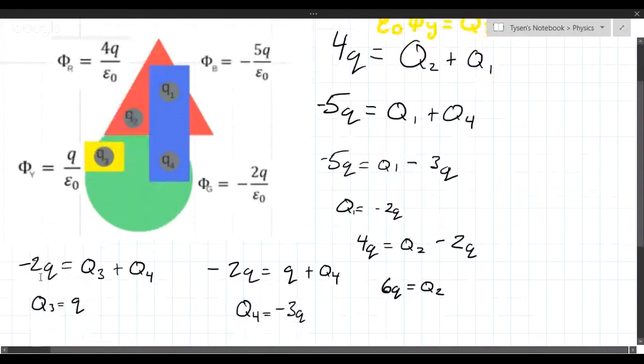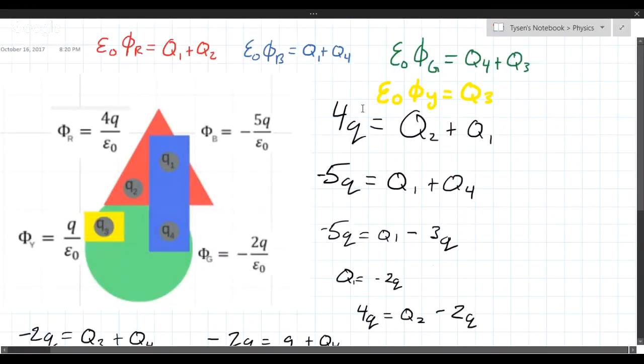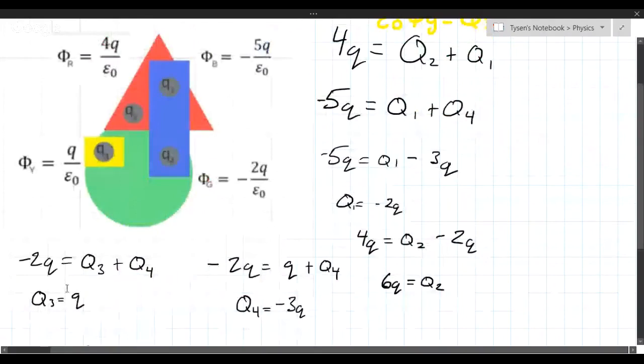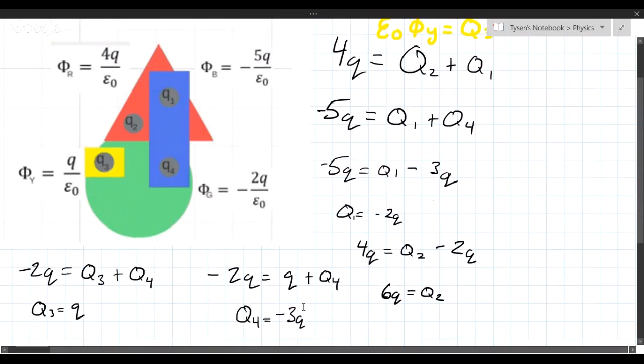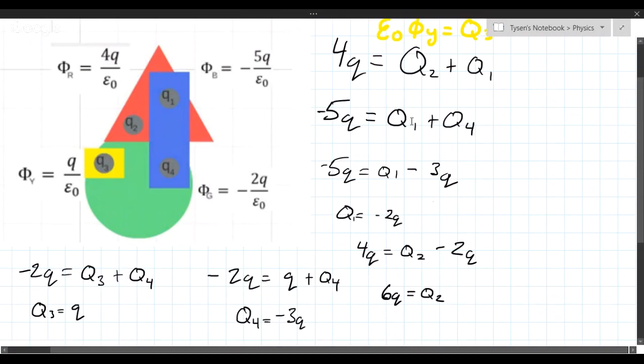And so we start here with Q3 equals Q, because it is the only charge inside the yellow shape. And so we get that from here, of course. And then from there, we just plug in each of the Q values once we solve this one. So now we can solve for Q4, which is minus 3Q. And then we can put that into this equation right here and solve for Q1. And then we can solve for Q2 after.